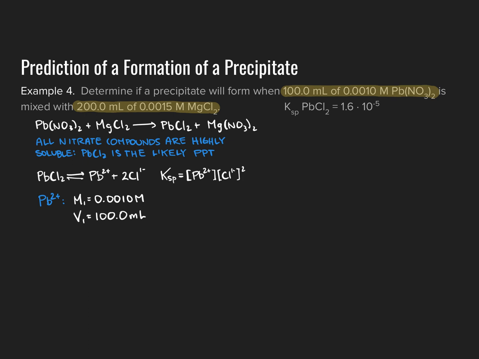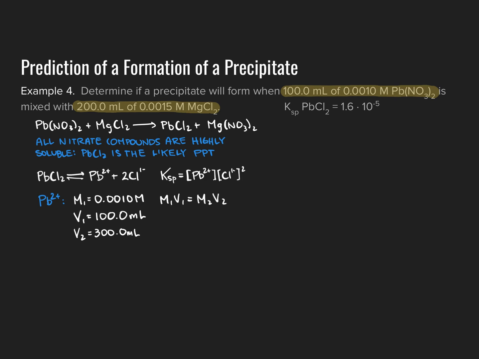And upon mixing the solutions together, when I add the 200 milliliters of the magnesium chloride solution, the final volume will then be, assuming they are additive, a final volume of 300 milliliters. So I've got my M1, my V1, and my V2, and we'll now apply our dilution equation, M1V1 equals M2V2.